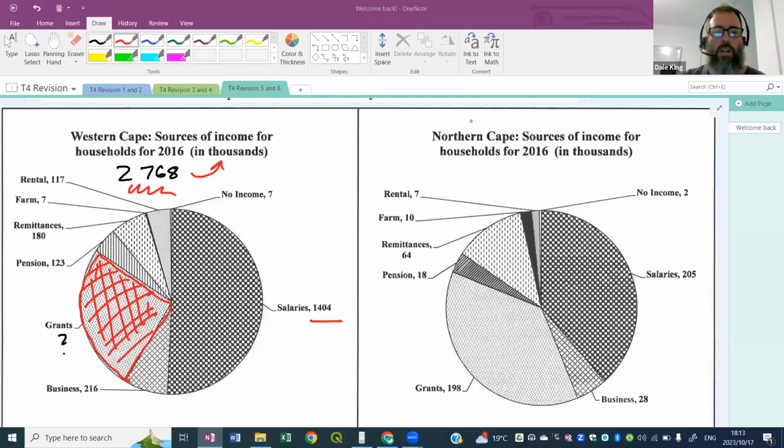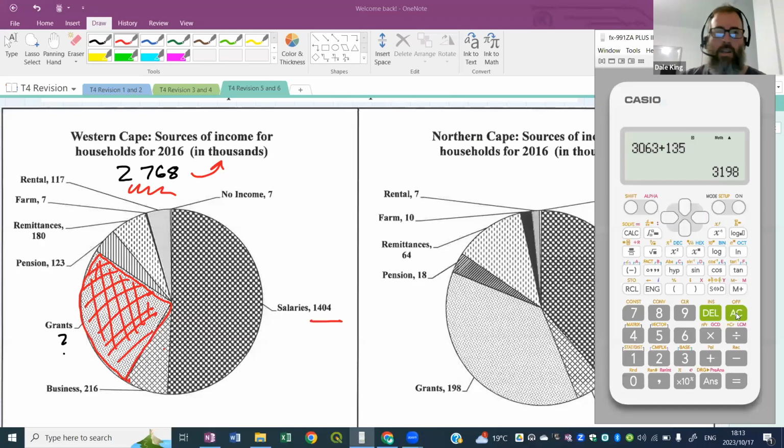Okay. Now, what you guys would have done is you would have taken the 2768, if you want to do the calculation, and subtract all the other pieces, right? I think that's what you did. So I'm going to do it with you on the calculator. So 2768 minus all the other pieces, 117 plus 7 plus 180 plus 216 plus 1404 plus 7. Oh, interesting. Let me check that again. I don't know where the 714 and the 741 is coming from.